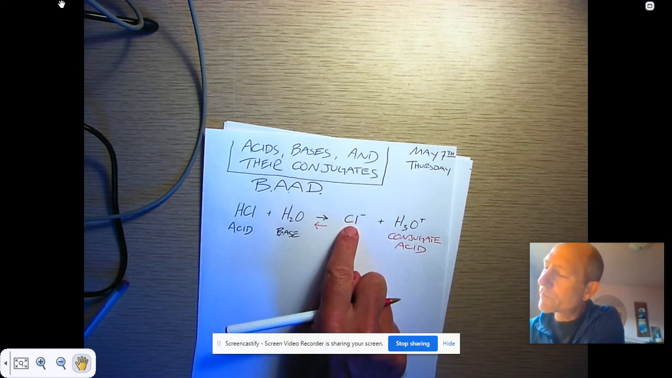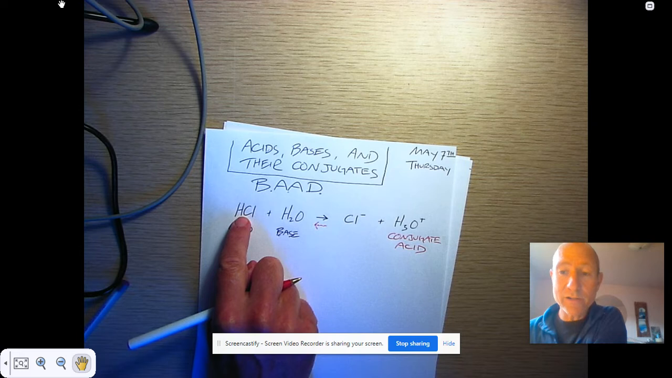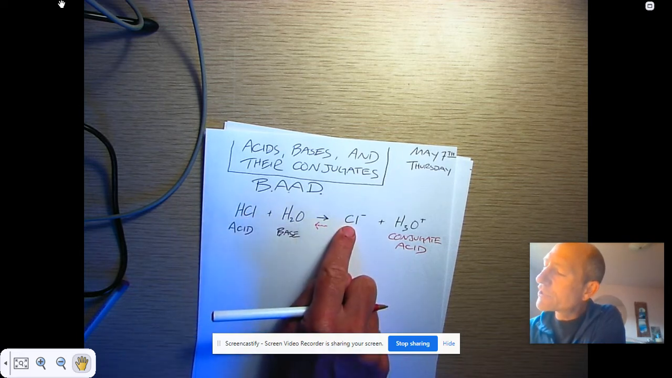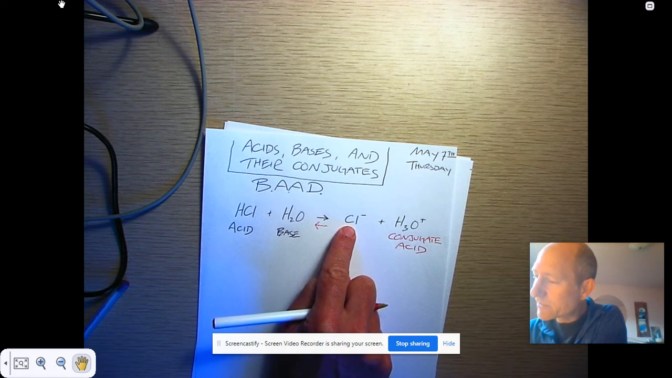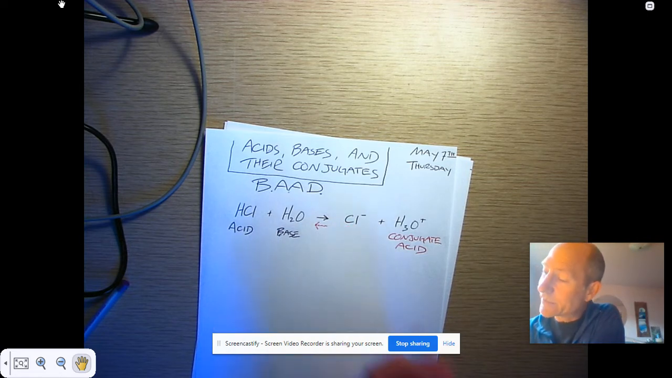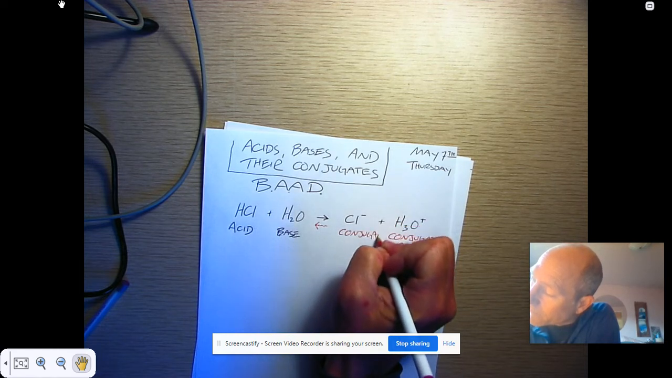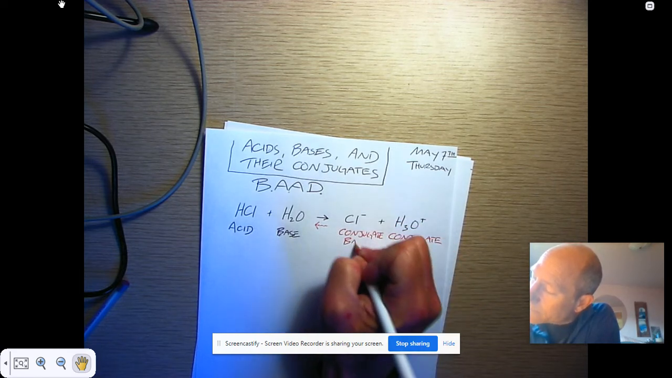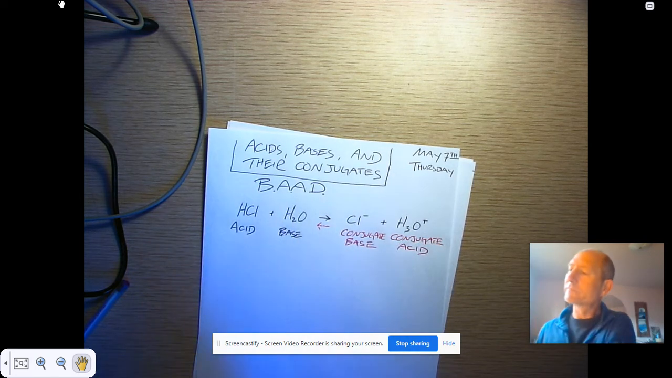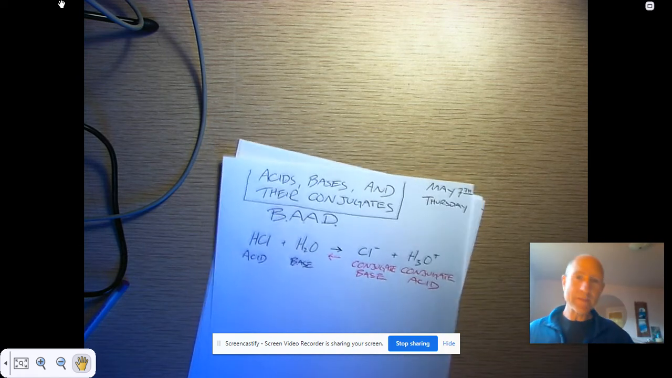It could go from chloride to hydrochloric acid, so it could accept a proton. And who accepts protons? Bases do. So that would be a conjugate base. I know that's a little bit confusing, but we're just going to do some practice, and in doing the practice, you're going to get it.